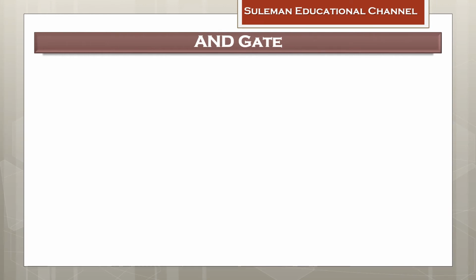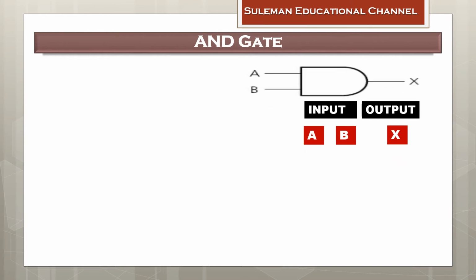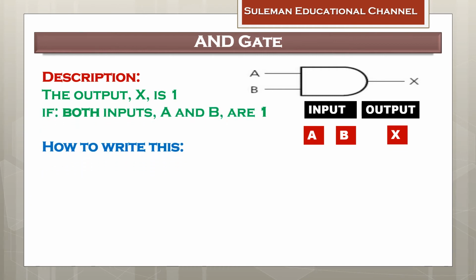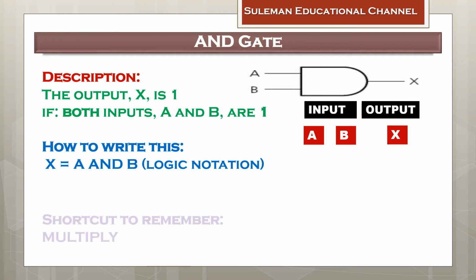Now we will discuss about AND gate. In AND gate, there are two inputs A and B and X is the output. The output value of X is 1 if both A and B is 1. If it is not, then the output will be 0. We generally write this as X equals to A and B. The easy way to remember is multiply.